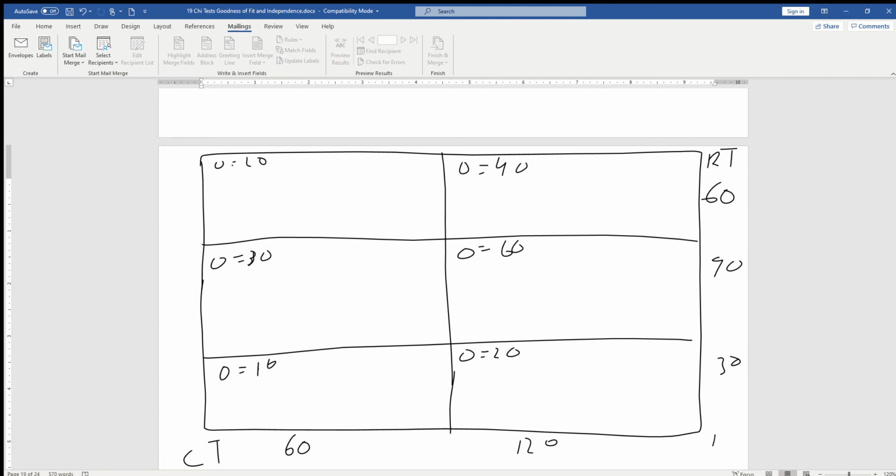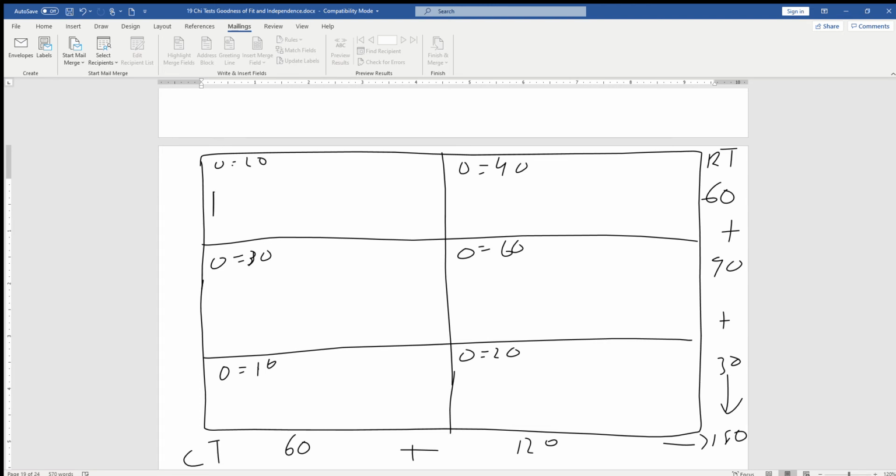So now we can go through and find each of the expected values. We know that the grand total is going to be 180, and we can get that by either adding the columns together. So we can either do 60 plus 120, or we could do 60 plus 90 plus 30. Either way, it's going to end up giving us 180, and that's what we need to do to check to make sure that we've gotten the correct values there.